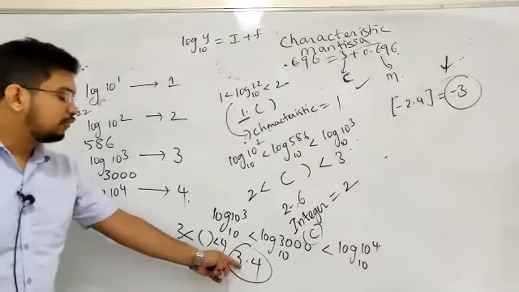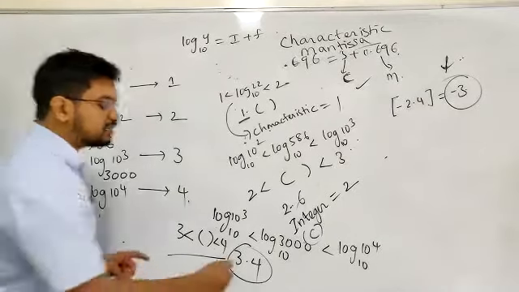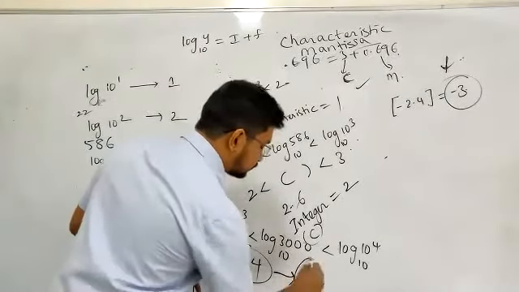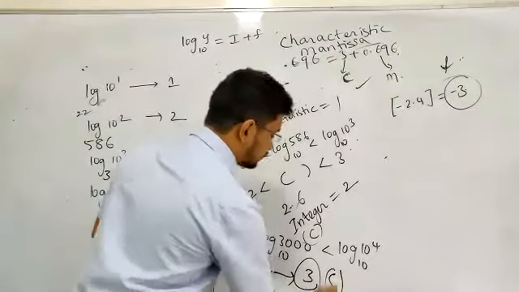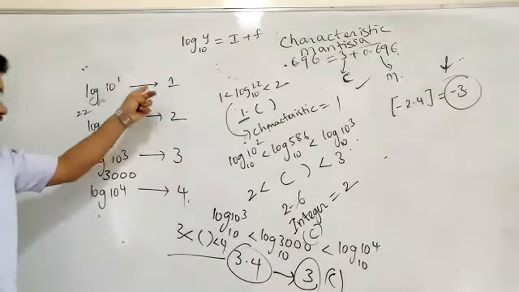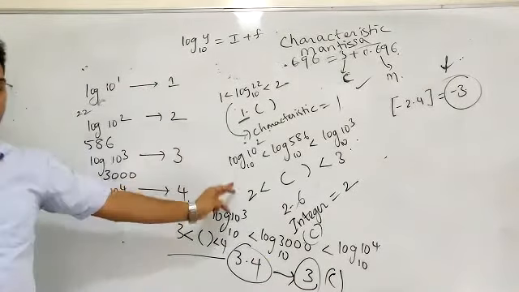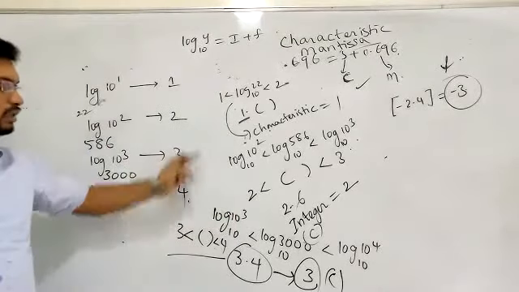But 3.4, let's say this value, the integer part will be 3. That is, the characteristic is 3. Now I have told you 3 different cases and 3 different examples.